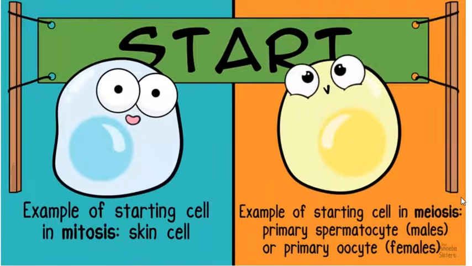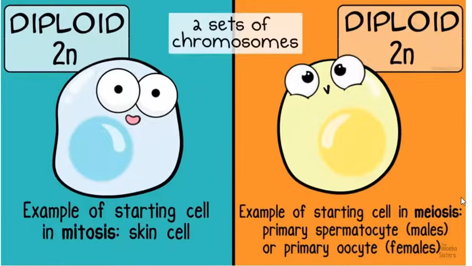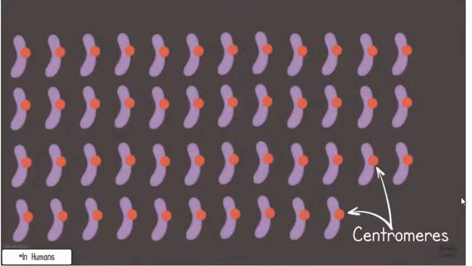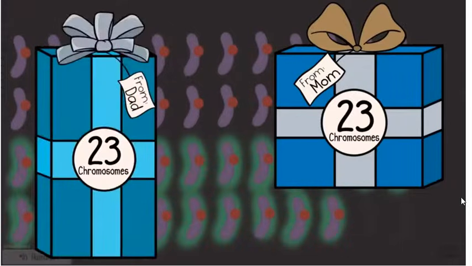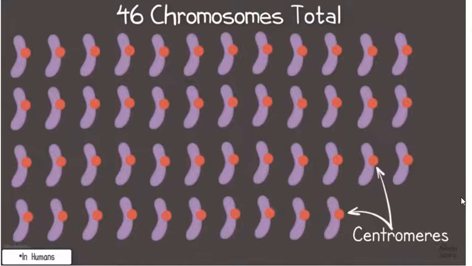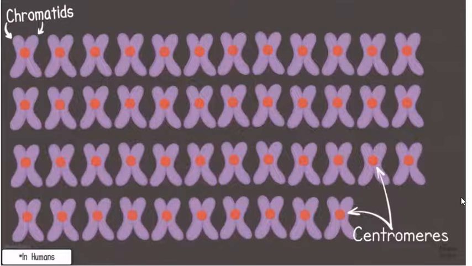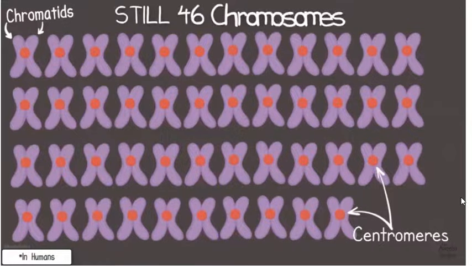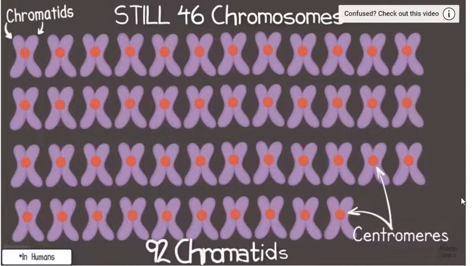Your starting cell in both mitosis and meiosis is diploid, written here as 2N. That means it has 2 sets of chromosomes. In humans, that's 1 set of 23 chromosomes from mom and 1 set of 23 chromosomes from dad, 46 chromosomes total. During interphase, the cell duplicates the chromosomes. When you duplicate 46 chromosomes, you still say there are 46 chromosomes, as the newly duplicated portion is still attached at the centromere region. But there are actually 92 chromatids.